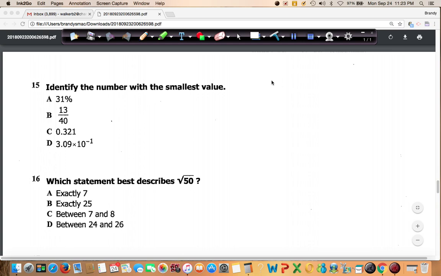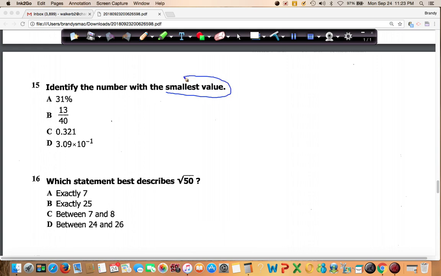Number 15, identify the number with the smallest value. So it gives you 4 numbers. This is a lot like putting it in order from least to greatest, right? Gives you 4 numbers. You got to figure out the smallest one. And again, I heard a couple of you guys being like, I have to do this again? Well, yeah, this is a pretty important thing to know, to be able to order numbers, to know what's big and what's small. That's important in life. So you need to do the math for each of these.